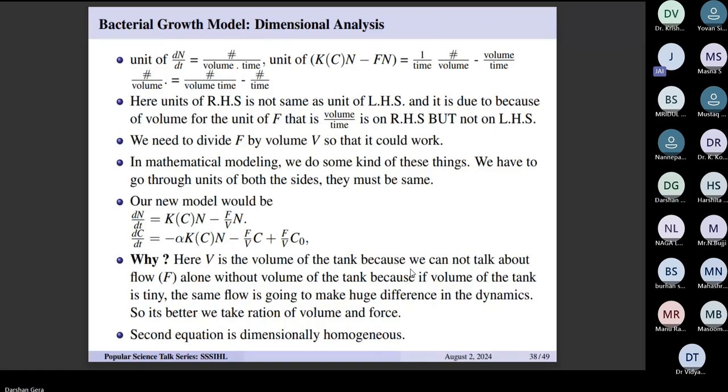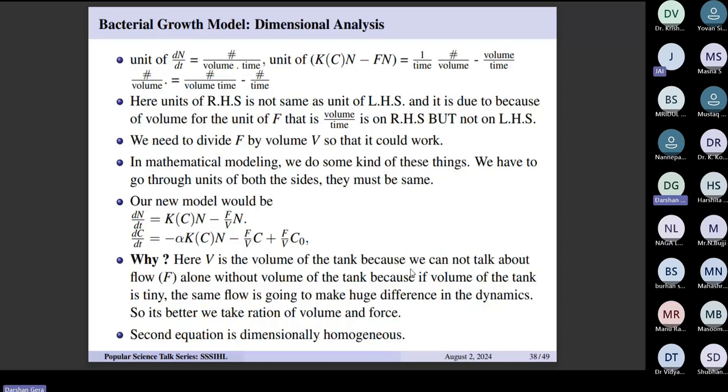So that means this F should be divided by V. This is giving us the message. So the first equation will be dN over dt equal to Kc n minus F by V n. Similarly, you do the second equation and you will learn that the second equation is also dimensionally correct. And there is logic behind that.